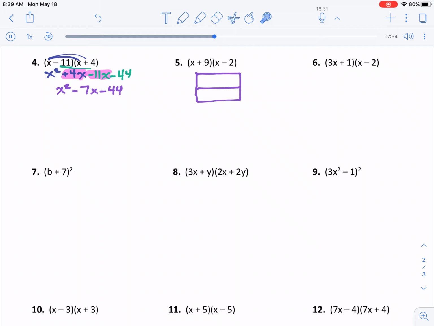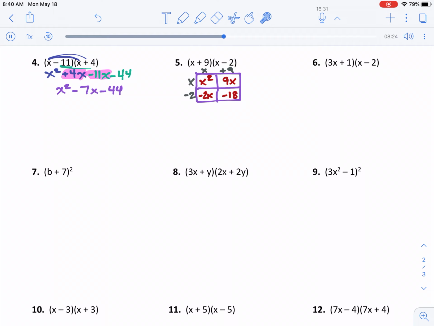So we make our rectangle box, and we are going to put each binomial here. So this is x plus 9, and this is x minus 2. And we are going to find the area of each box. So this area is x times x is x squared. A 9 by x box would give us 9x. A negative 2 by x is negative 2x. And this is negative 18.